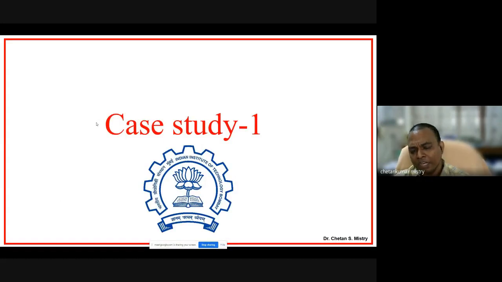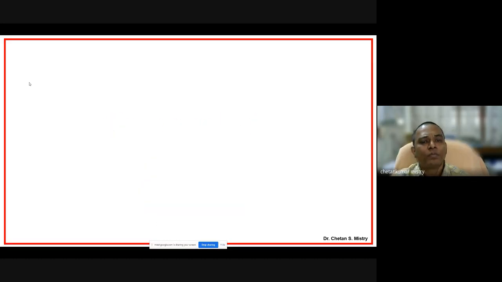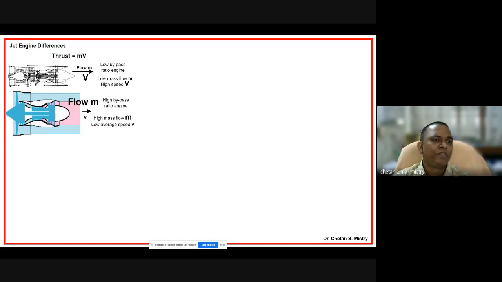Let me discuss my case study first. This is the work I did during my PhD at IIT Bombay, and I acknowledge that part. Let me move on. Here, if you look at this, this is what we were discussing.